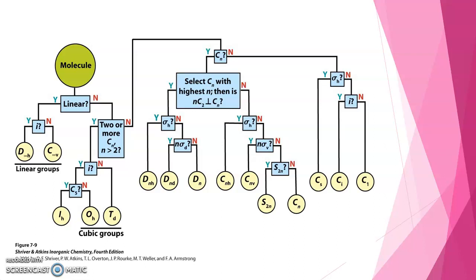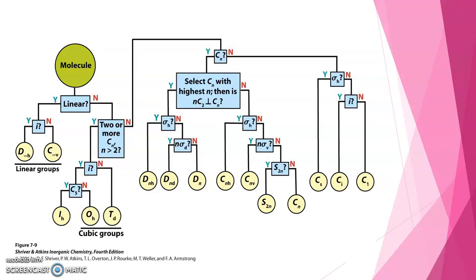If the molecule does not have any Cn axis, then we go to the horizontal plane. If the molecule has only a horizontal plane, then the point group of the molecule is Cs. If the molecule does not have any plane, then we consider inversion or center of symmetry. If the molecule has only inversion or center of symmetry, then the point group of the molecule is Ci.